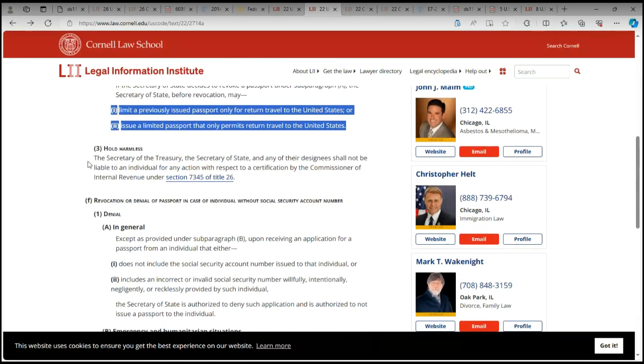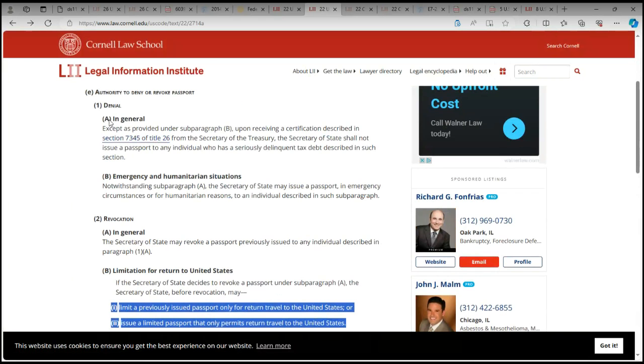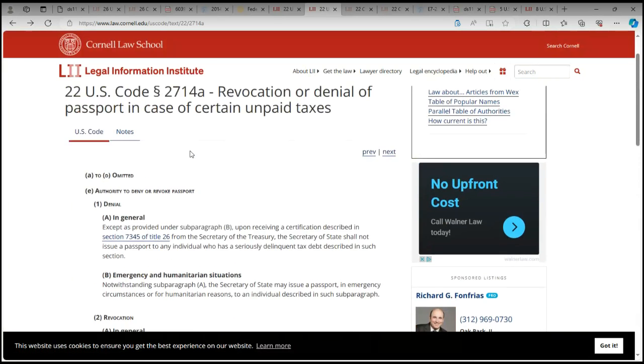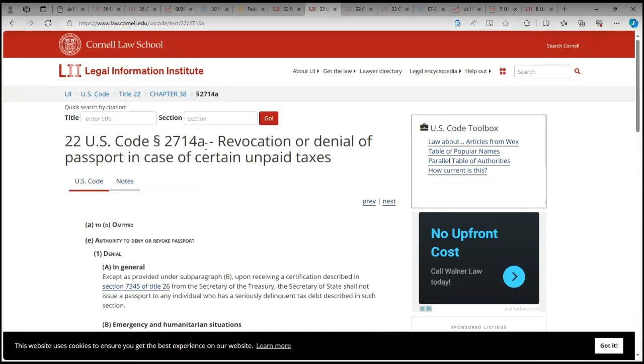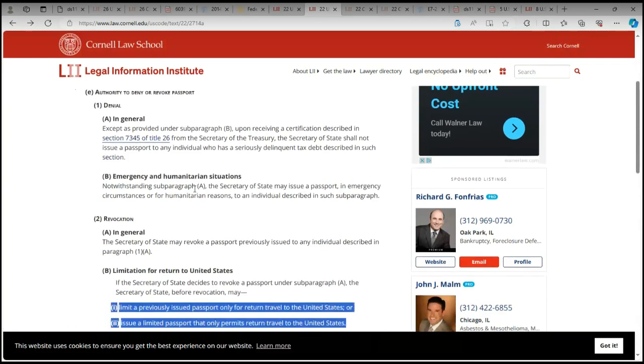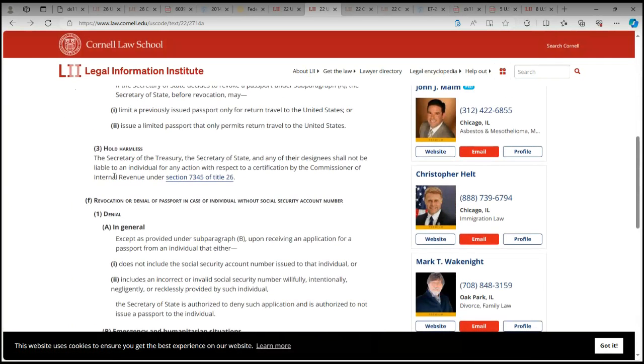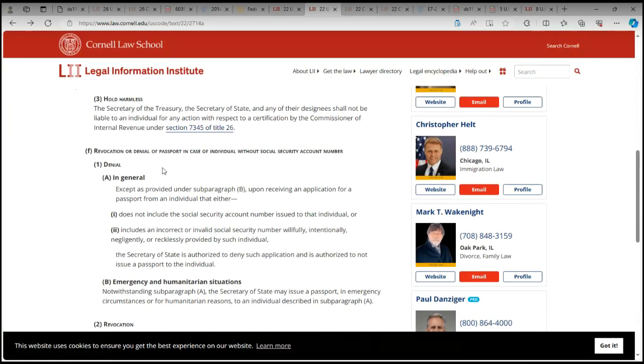And 3, and even though I'm reading this whole thing, even though the section called for 2714A, paragraph F, right? Part 3, the Secretary of the Treasury, the Secretary of State, and any other designees shall not be liable to an individual for any action with respect to the certification by the Commissioner of the Internal Revenue under that certification to be approved for that, if you're a tax delinquent.